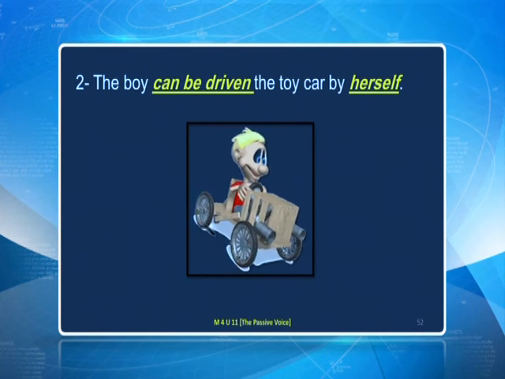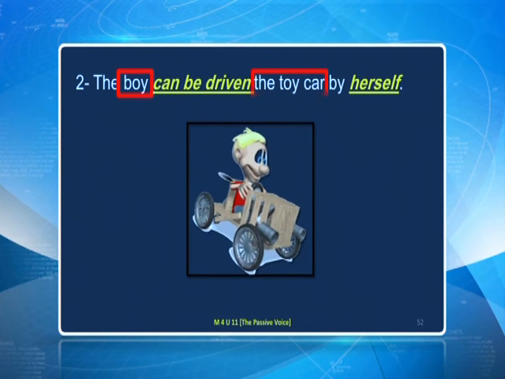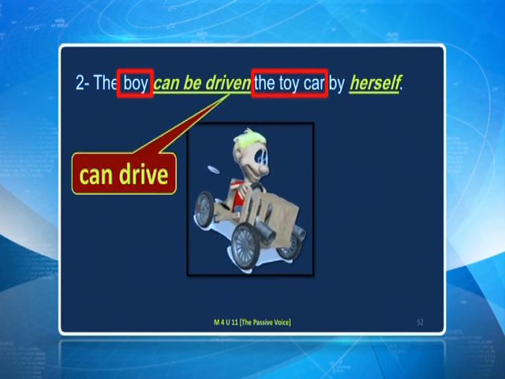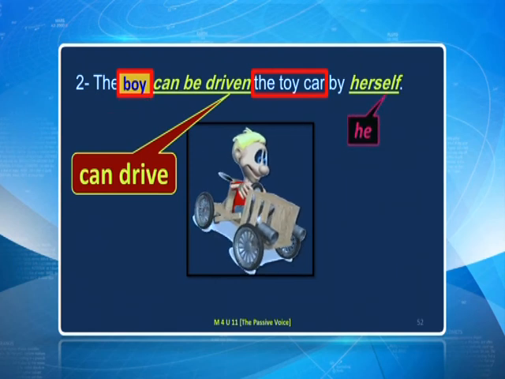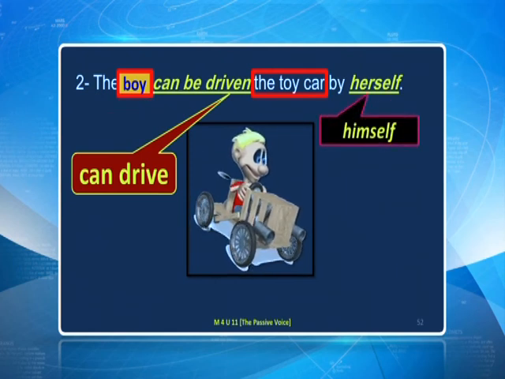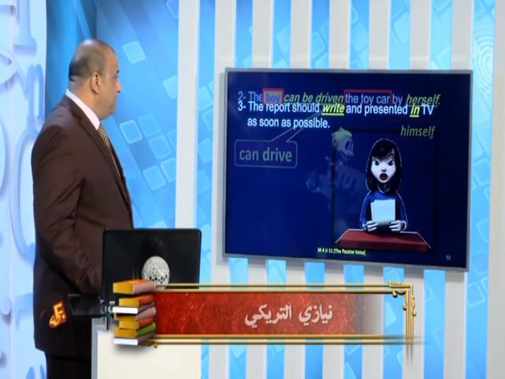Another example, the boy can be driven the toy car by herself. Okay, this is an active sentence. We should not put the passive sentence here because we have a subject, boy, and the object, the toy car. So our answer must be can drive. And since we talk about the boy, whose personal pronoun is he, herself must be replaced by himself.